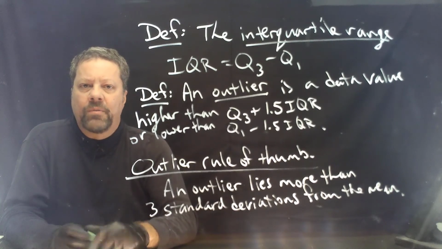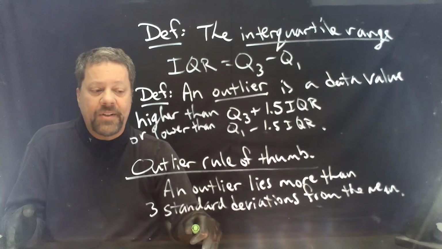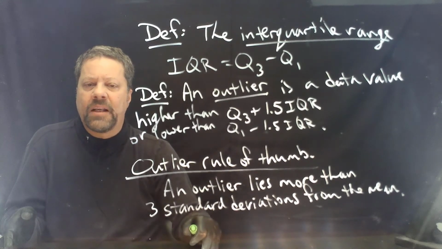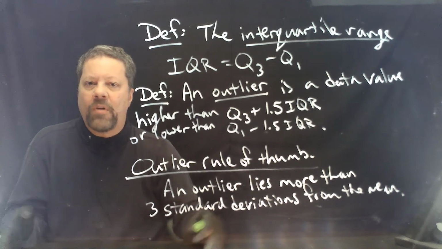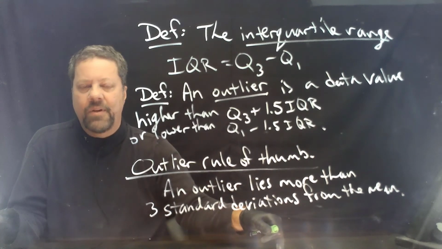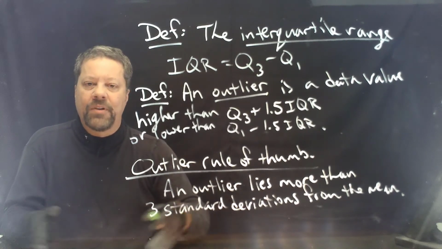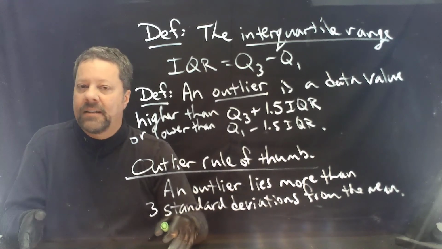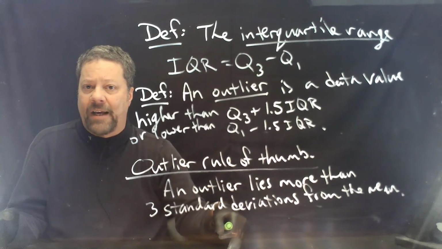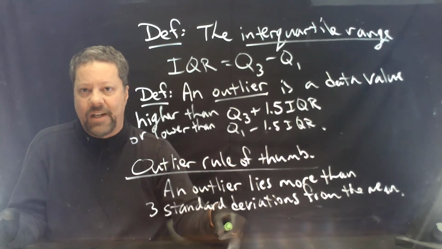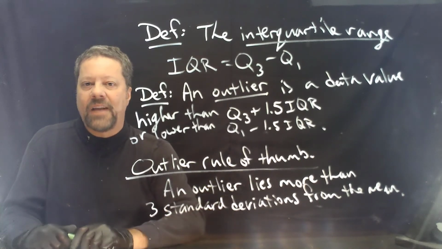Remember from our empirical rule that 99.7% of the data lies within 3 standard deviations of the mean. So there's only a 0.3% chance of lying more than 3 standard deviations from the mean. Those are very, very rare. We said a data value is unusual if it's more than 2 standard deviations from the mean. Now our rule of thumb for outliers is that a data value is an outlier if it's more than 3 standard deviations from the mean. Those are rare birds indeed. 0.3% chance.